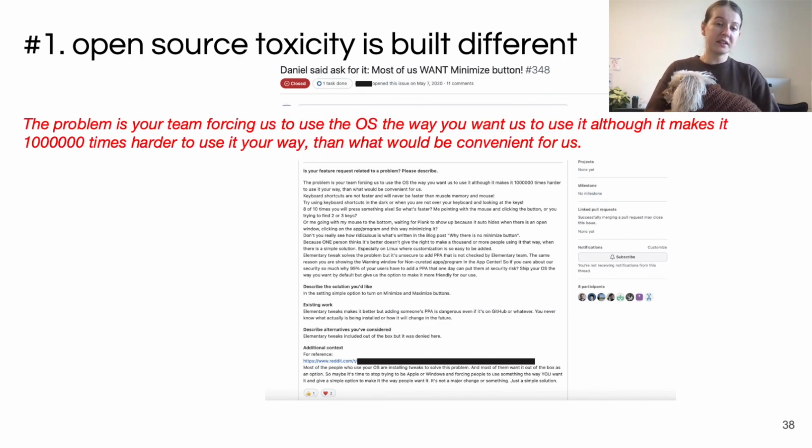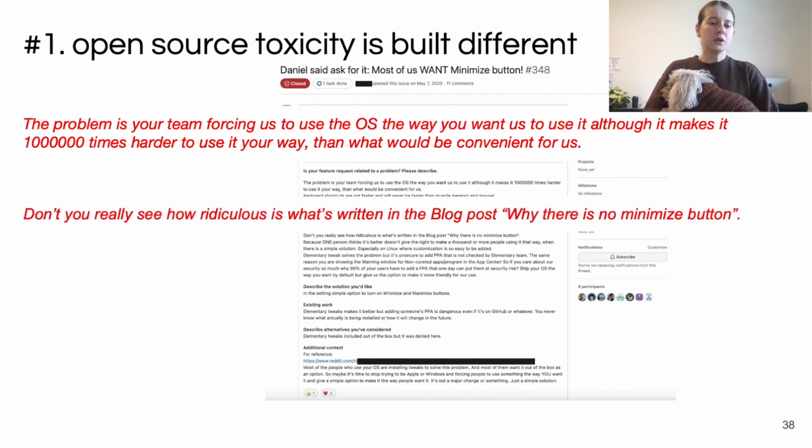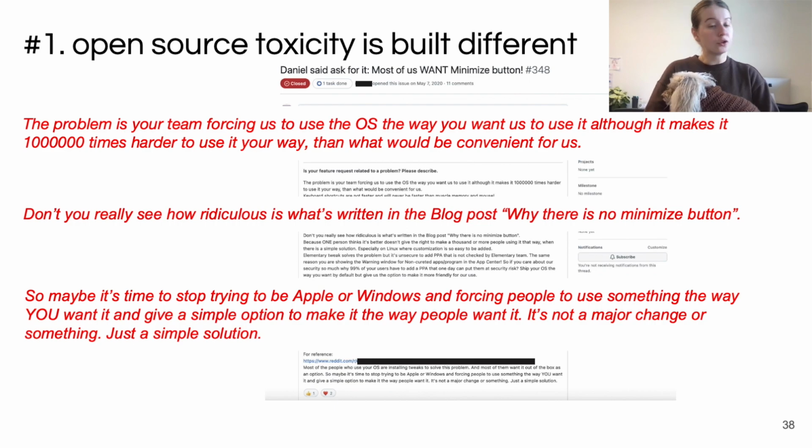The problem is your team forcing us to use the operating system the way you want us to use it, although it makes it many times harder to use it your way than what would be convenient for us. Or, don't you really see how ridiculous is what's written in the blog post why there is no minimize button? Or, so maybe it's time to stop trying to be Apple or Windows and forcing people to use something the way you want it and give a simple solution to make it the way people want it. It's not a major change or something, just a simple solution. These quotes help encapsulate the entitled, demanding, and often insulting nature of the toxic comments frequently found in the open source communities we observed.